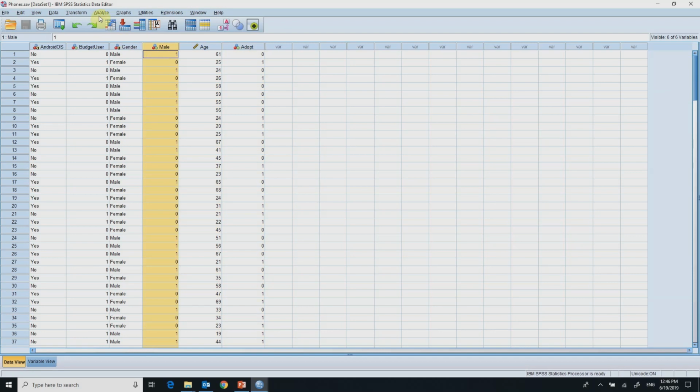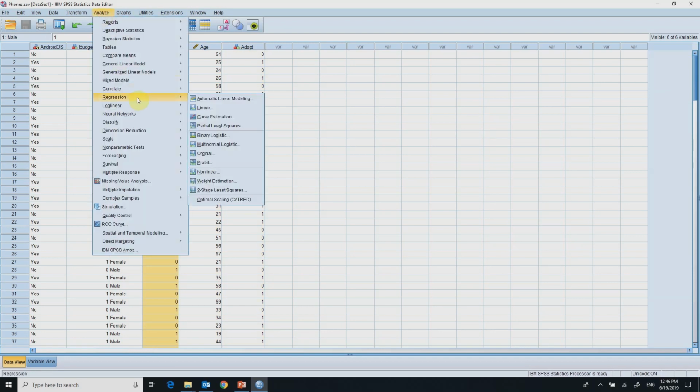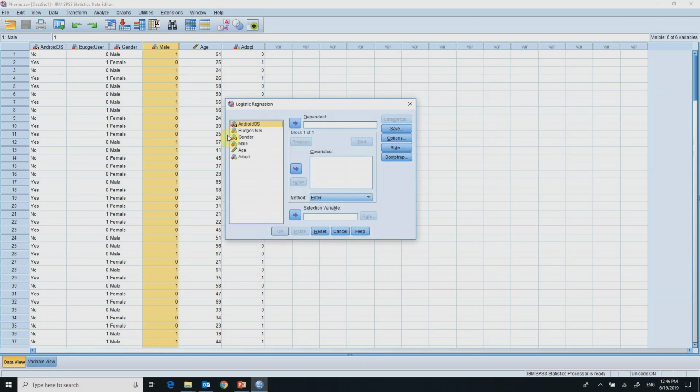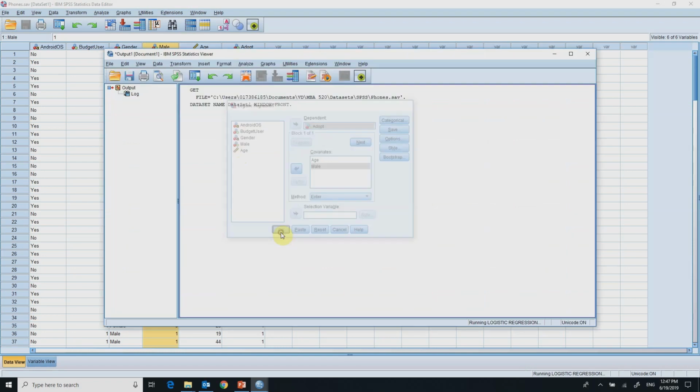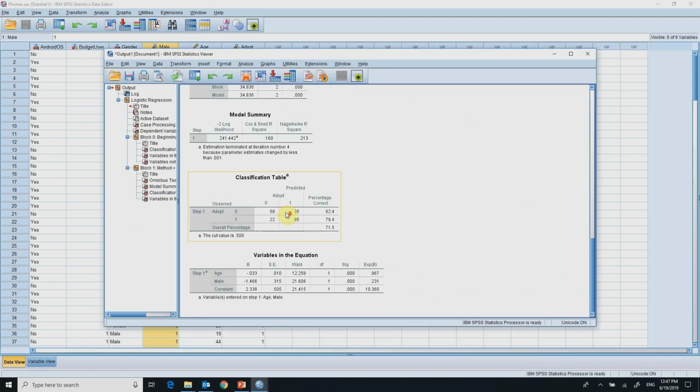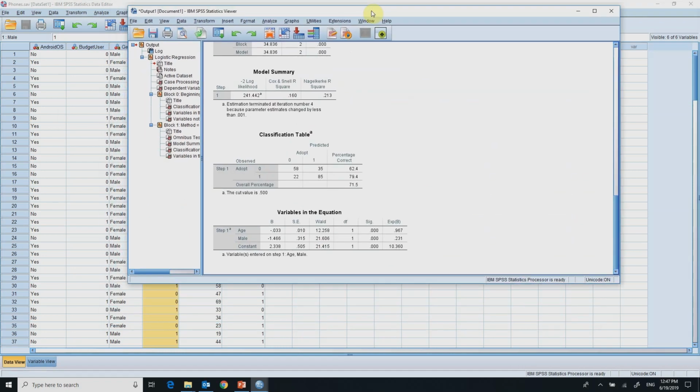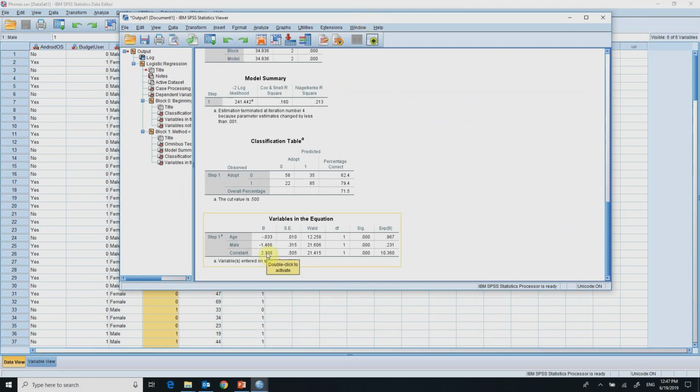To do so, we have to go to Analyze, then Regression, and then Binary Logistic. In this window, you can add your dependent variable, which is adopt in this case, and your independent variables, which are age and male. If you click OK, you will have your results here. The last table shows you your coefficients and the level of significance. As you can see, both variables are significant because the p-value is almost 0 or close to 0.